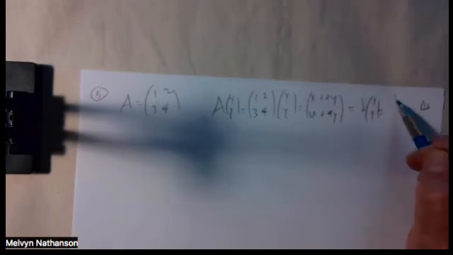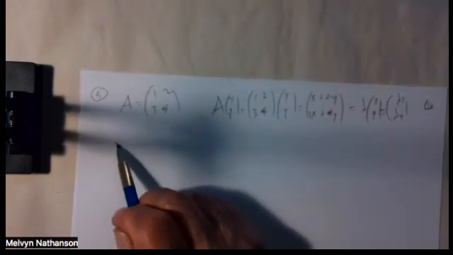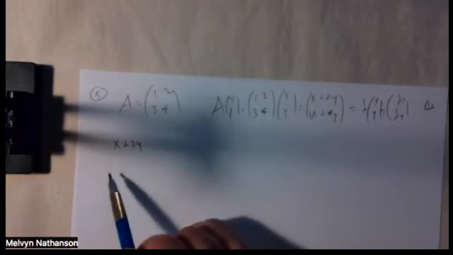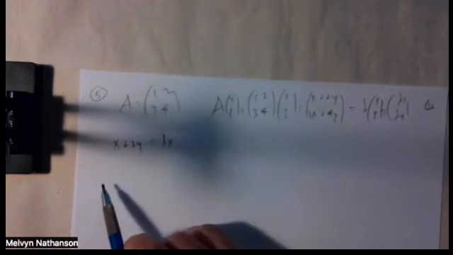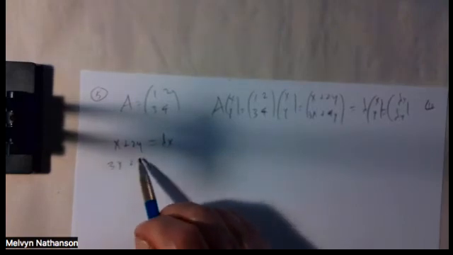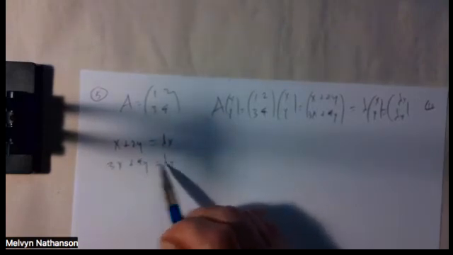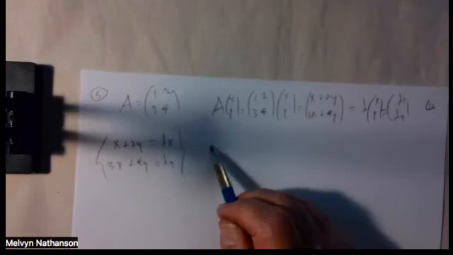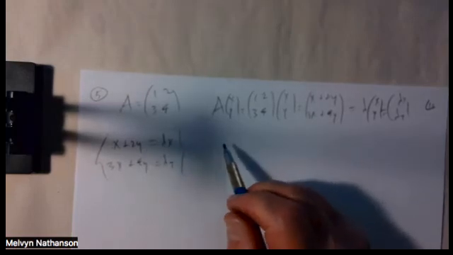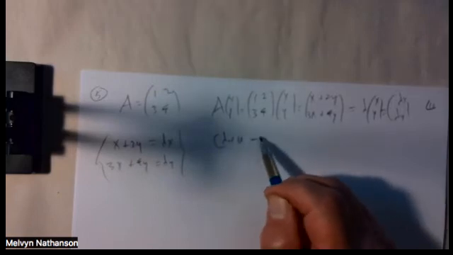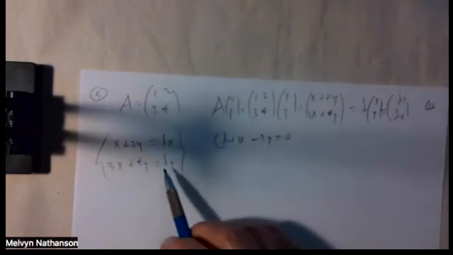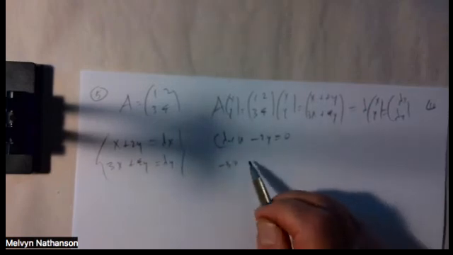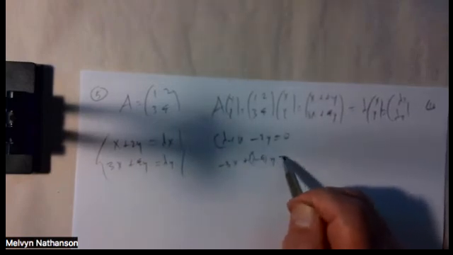And if that's equal to lambda times some eigenvector x, y, or lambda x, lambda y, we're looking for solutions of the equations x plus 2y equals lambda x, 3x plus 4y equals lambda y. If I move everything over to the right, this is the same as lambda minus 1 times x minus 2y equals 0, minus 3x plus lambda minus 4 times y equals 0.